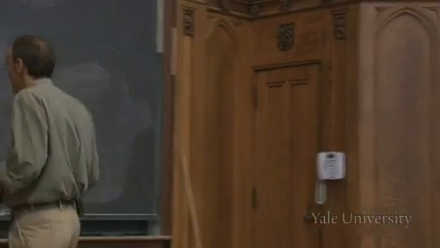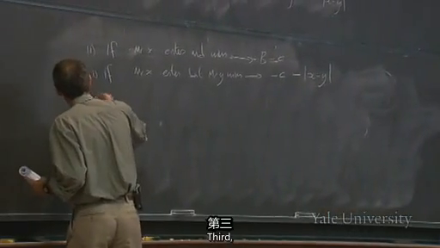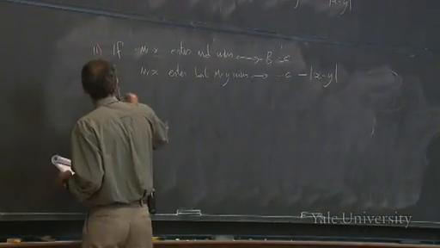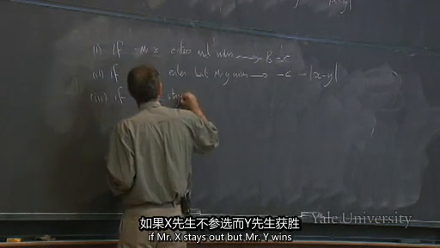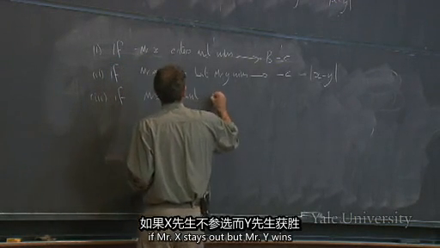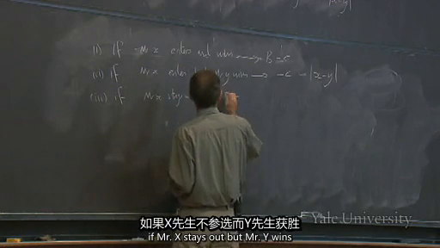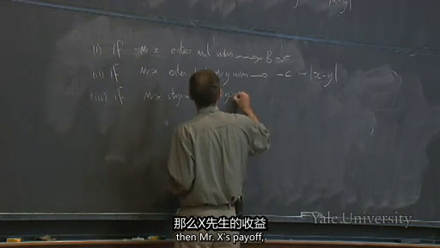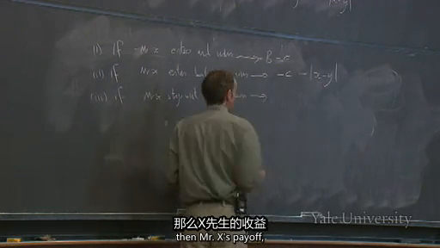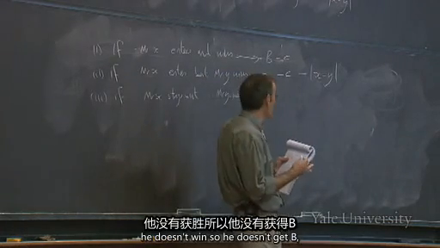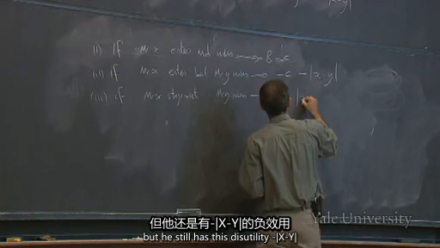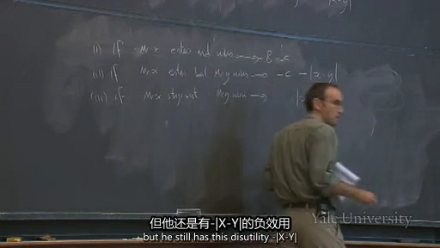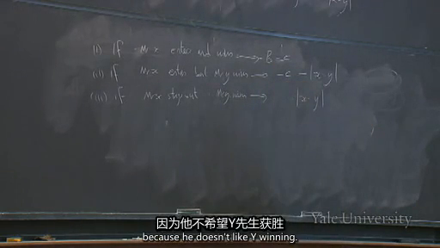And third, if Mr. X stays out but Mr. Y wins, then Mr. X's payoff is this: he doesn't win, so he doesn't get B, and he doesn't lose C because he didn't run, but he still has the disutility of minus |x minus y| because he doesn't like Y winning.